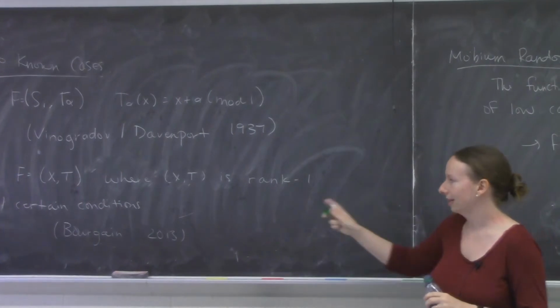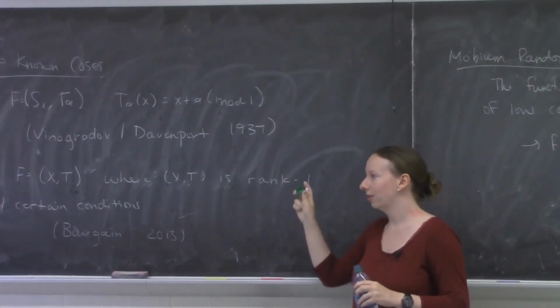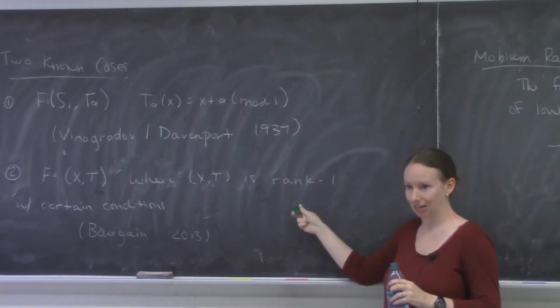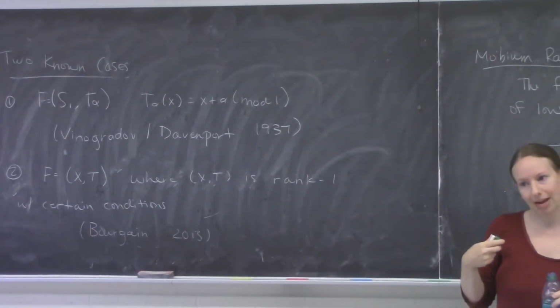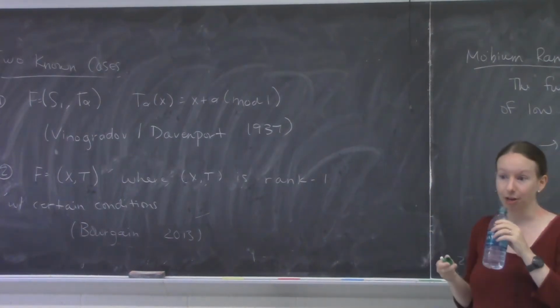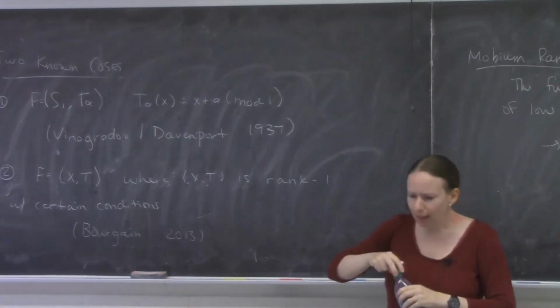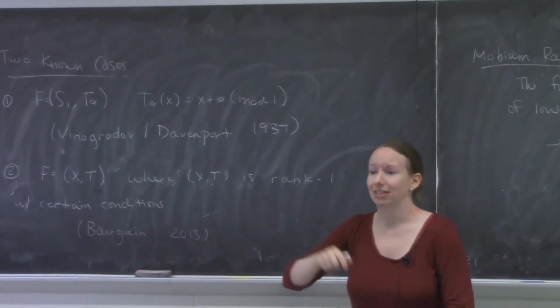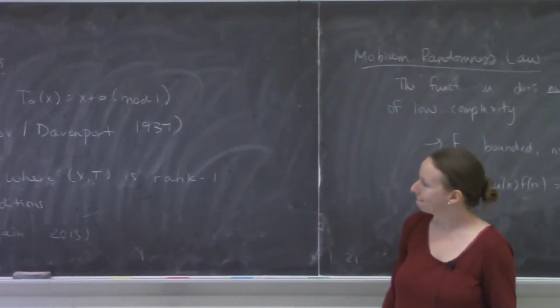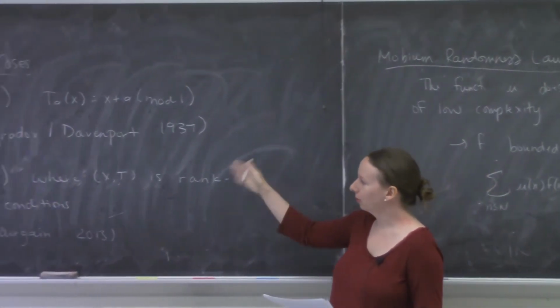Sorry, these are homeomorphisms, and they're all continuous, right? If you think about them in the symbolic setting. So this will be a little tricky when I talk about IETs as well, because if you just look at something like this, it has finitely many discontinuities. But you can think about it symbolically, in which case it's continuous, and now a homeomorphism. Okay, all right, so these are our two known cases.